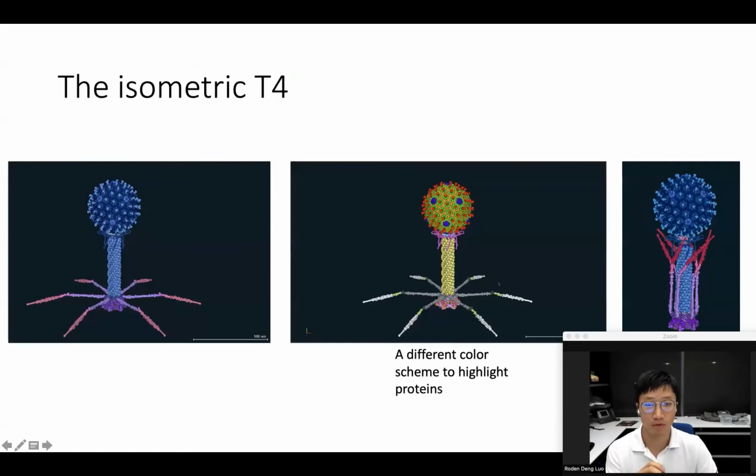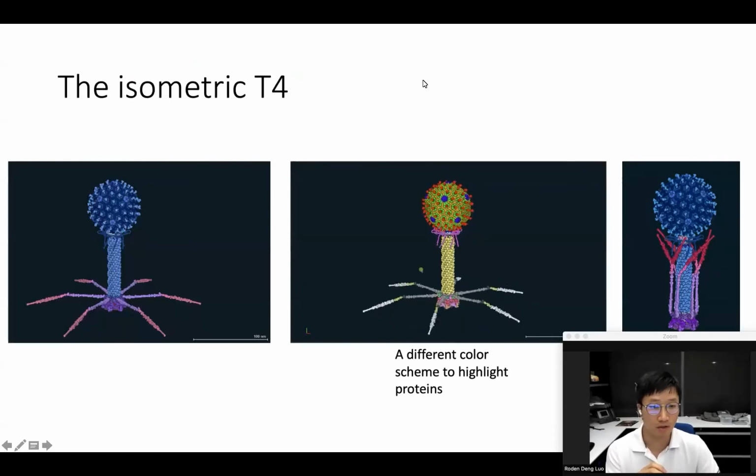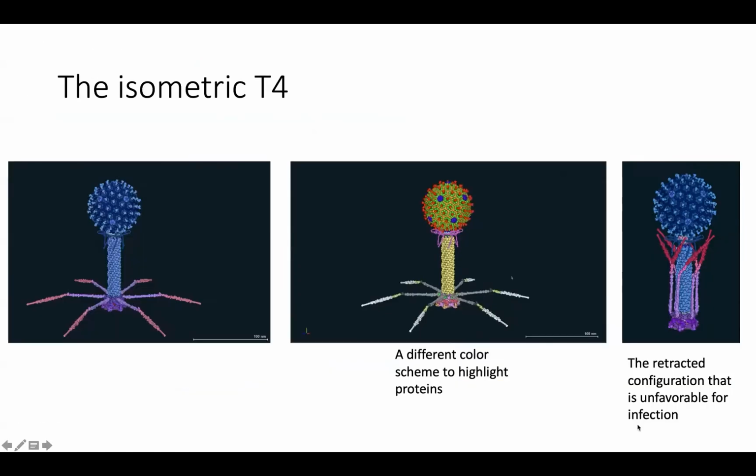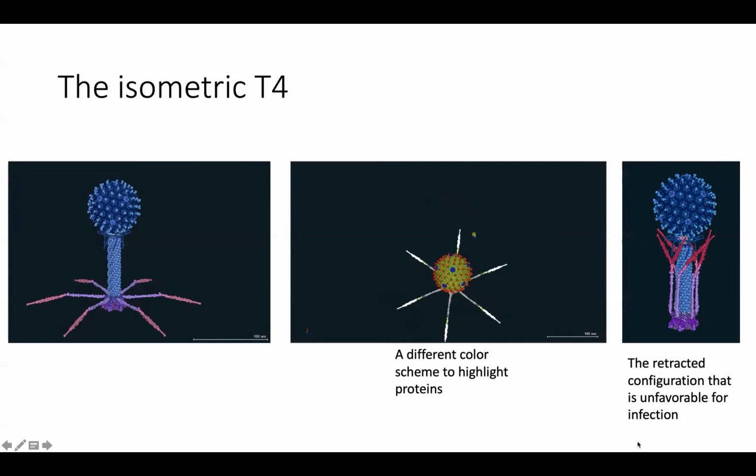In the following half hour or so, I will present the structural biology background of the Bacteriophage T4 atomistic model that we built. This slide shows one mutant of T4 called isometric T4. The left and the middle are the same models with different color schemes, while the rightmost one is the retracted configuration that is unfavorable for infection.